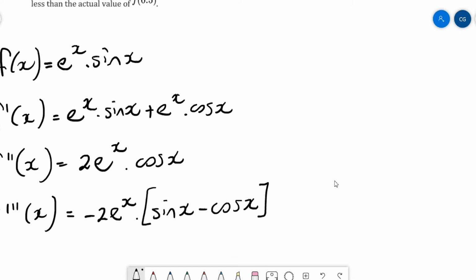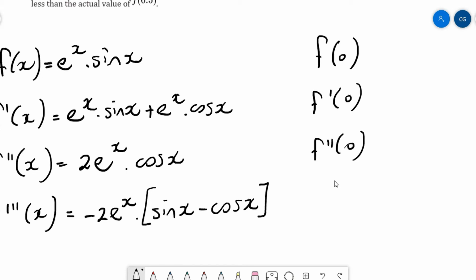Then for a Maclaurin, remember a Maclaurin is actually a Taylor series at x equal to 0. So what we can do is evaluate f at 0, the first derivative at 0, the second derivative at 0, and the third derivative at 0. The original function f at 0, remember sine 0 is 0, so this one is going to be 0. The first derivative at 0 is going to give us 1. The second derivative is going to give us 2. The third derivative will also give us 2.